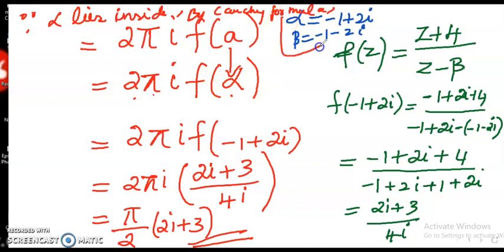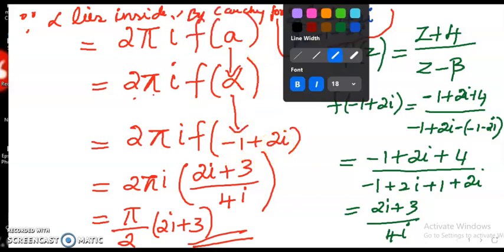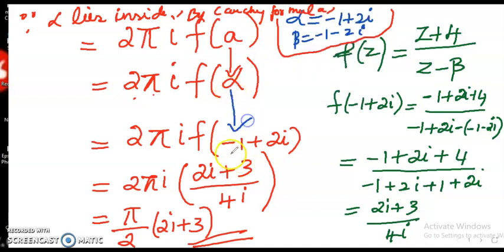So we know the alpha and beta values. Alpha is minus 1 plus 2i, beta is minus 1 minus 2i. So alpha can be replaced by minus 1 plus 2i. Now how to find f of minus 1 plus 2i? We can find f of minus 1 plus 2i.